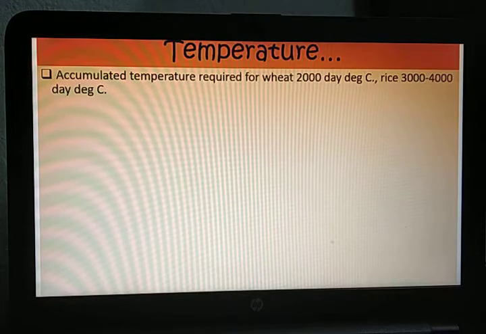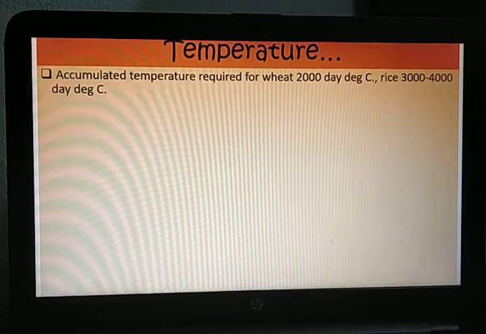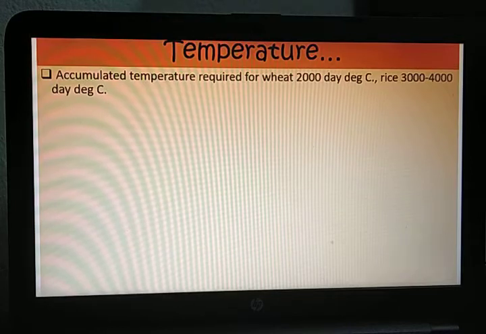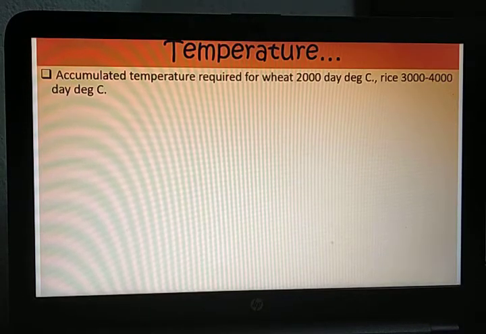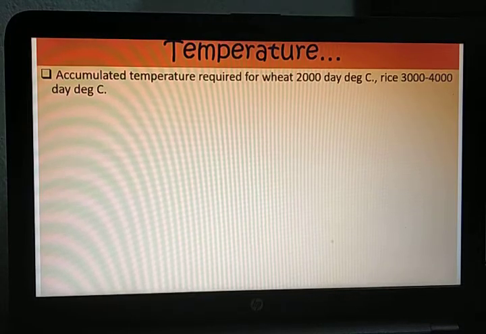in its total lifelong period. In the crop's lifelong period, this is the accumulated temperature, the total temperature from the beginning of cultivation of any particular crop to the period of harvesting. That is 2000 degrees Celsius for wheat, and for rice it is 3000 to 4000 degrees Celsius.